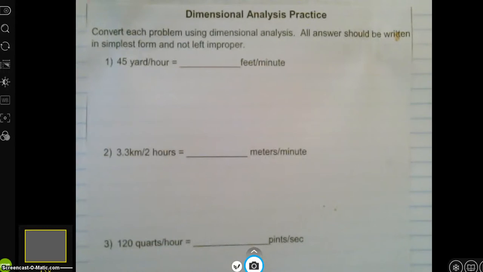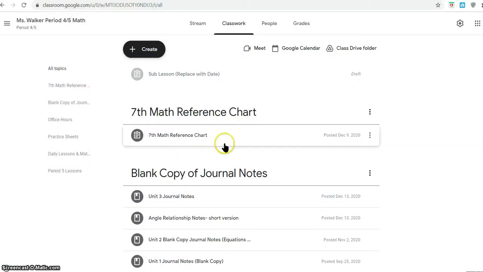Hey guys, we are going to continue working on dimensional analysis. So this is the second practice we have done in our notes. So I want you to do two things. Make sure you have your reference chart.